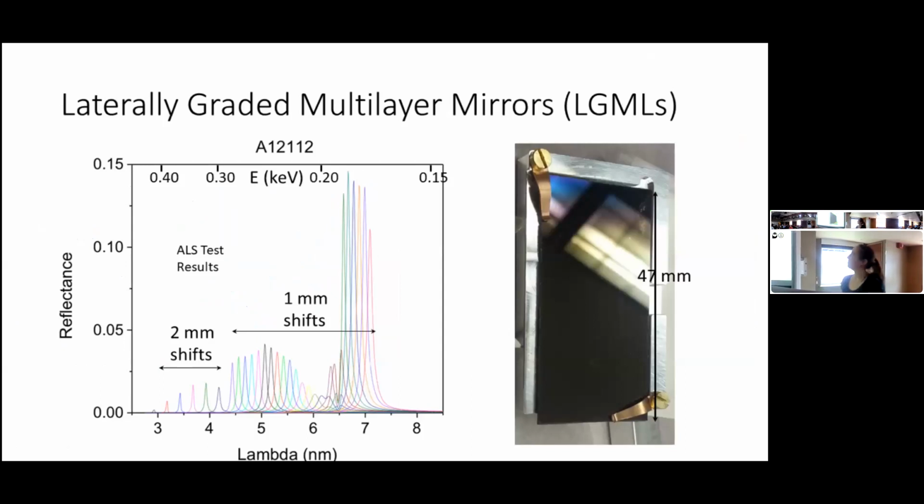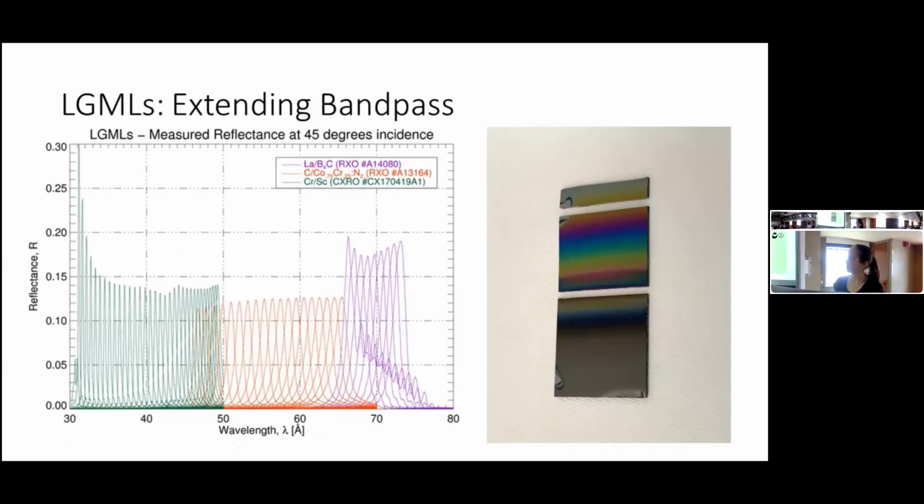All right, so moving on to the mirrors. These are laterally graded multilayer mirrors. So this is showing along the surface of the mirror, you have all these Bragg peaks that are at different energies. This is just mounted on a nice stable stage for use in our beamline. But here's another plan that we had at one point.